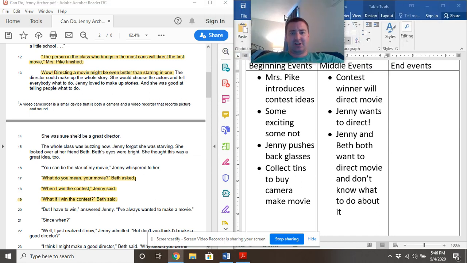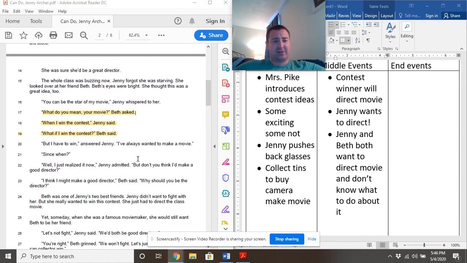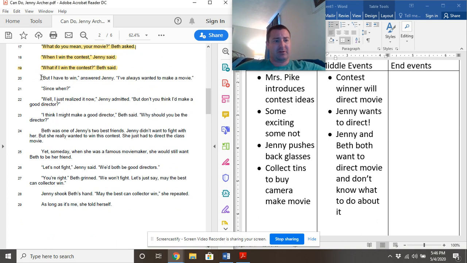Let's go ahead and finish our passage up today, our plan. Let's read paragraphs 20 to 29, and let's jot our end events down.